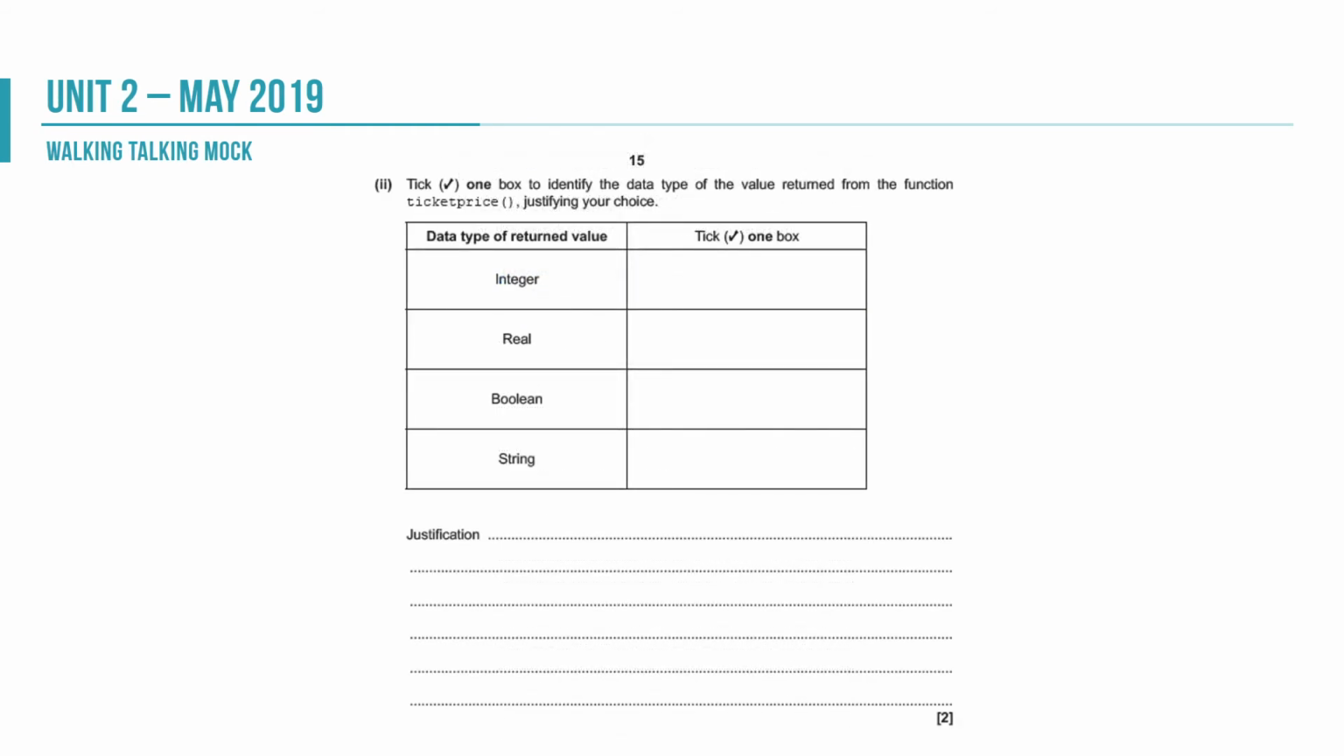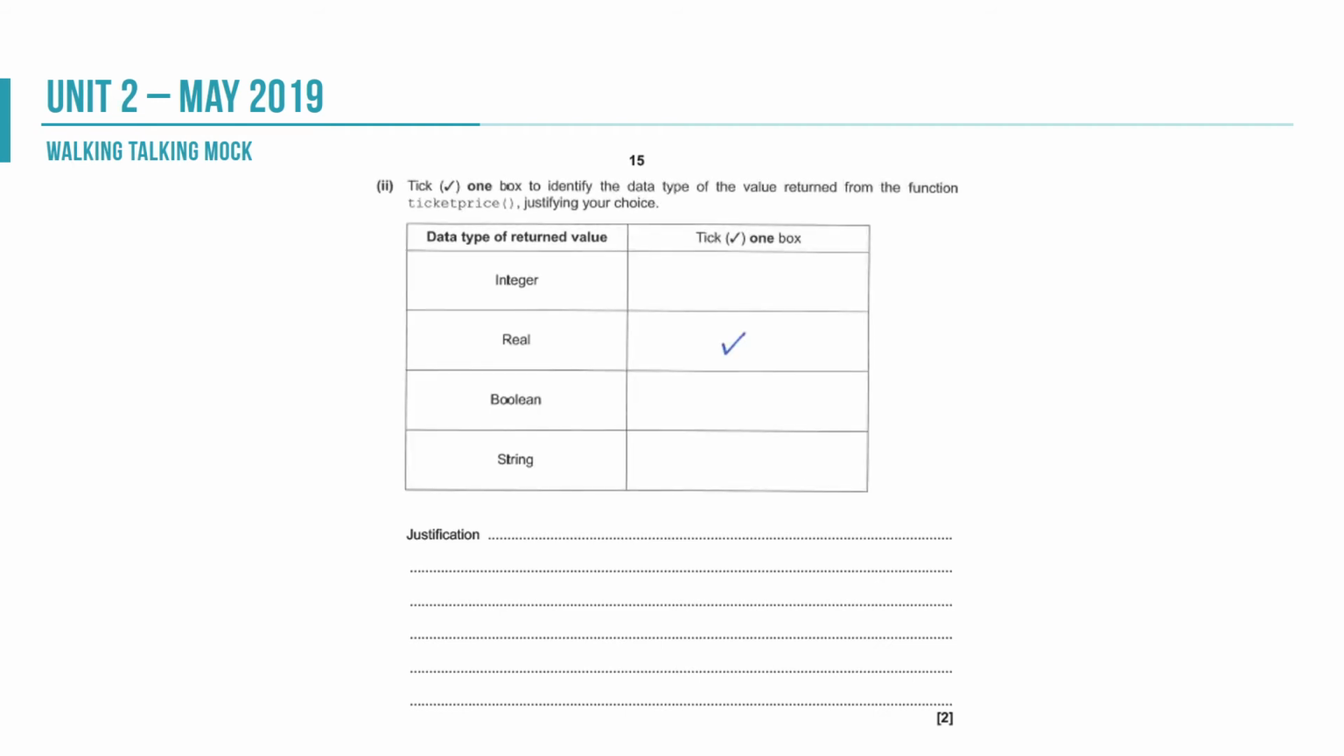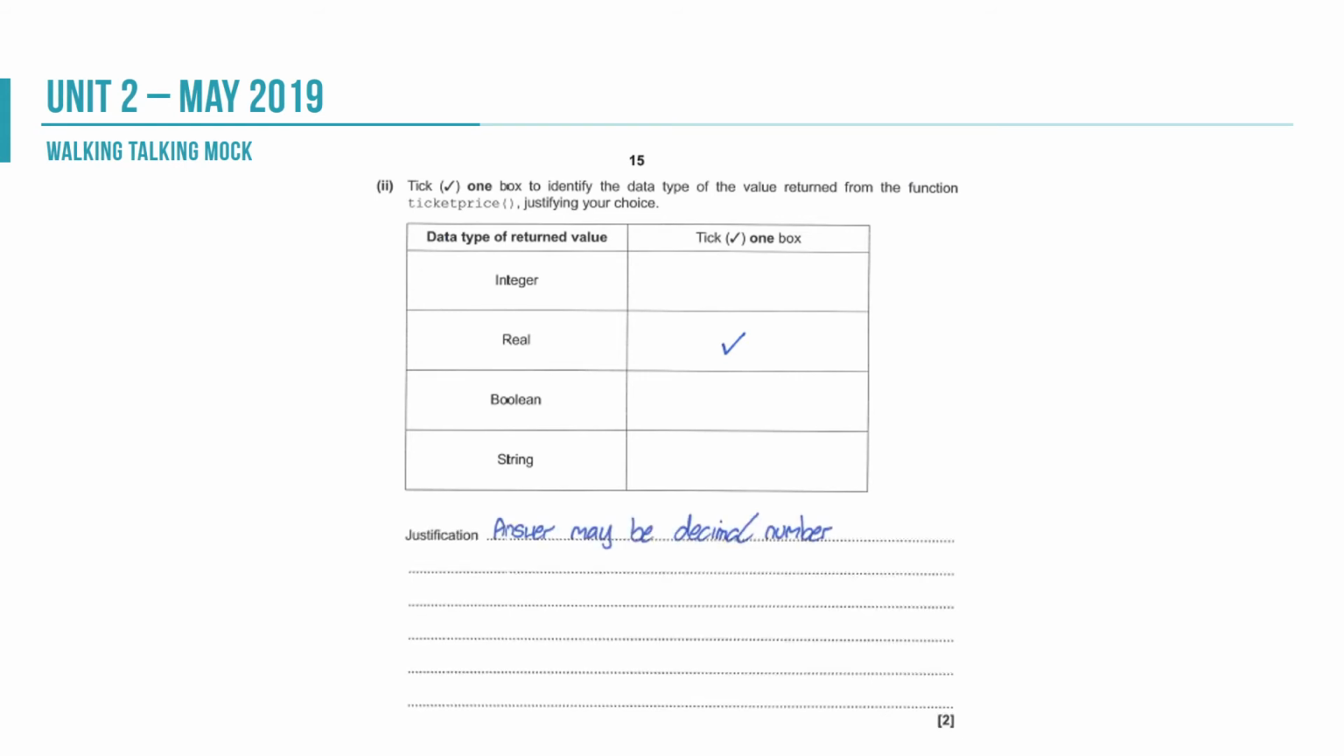We're then back to a slightly easier question. Justify your choice of data type for ticket price. So is it a real or a float? And it can be a decimal number. So that should be one we're getting some marks on, because you know that currencies can be stored as decimal numbers, therefore it can't be an integer, it can't be a boolean, and it can't really be a string.